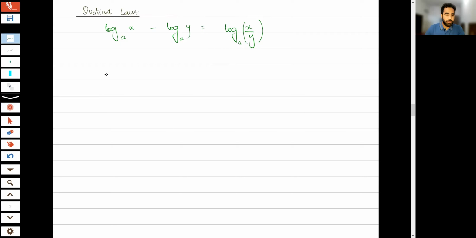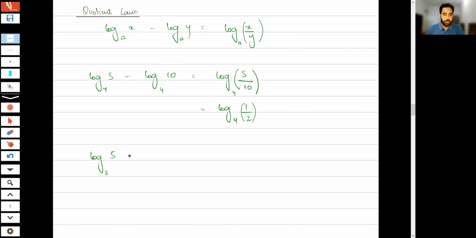Let's say I have log 5 base 4 minus log 10 base 4. I can write that as log 5 upon 10 base 4. This will come first, and the value after the minus will come later, in the denominator. So my answer would be log 1 upon 2 base 4.